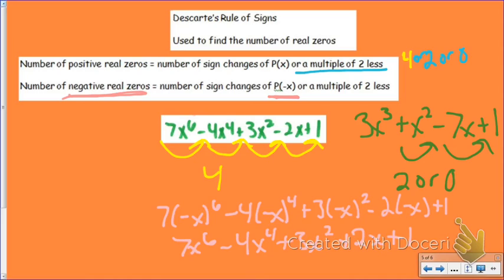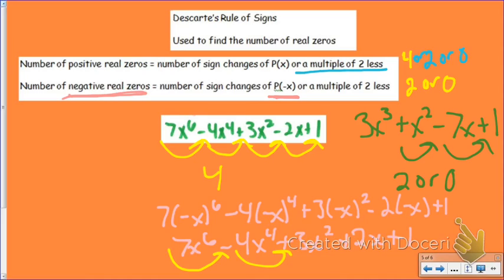So once I have that simplified, I still need to find the number of sign changes. So I still go from positive to negative to positive, but now the next one is not a change, and the next one is not a change. So for negative answers, that is only 2, or still 0.